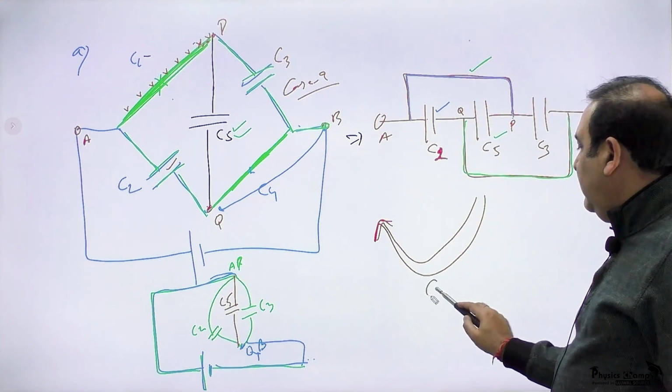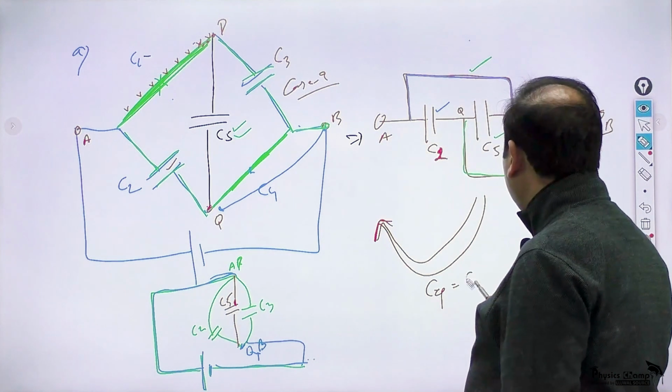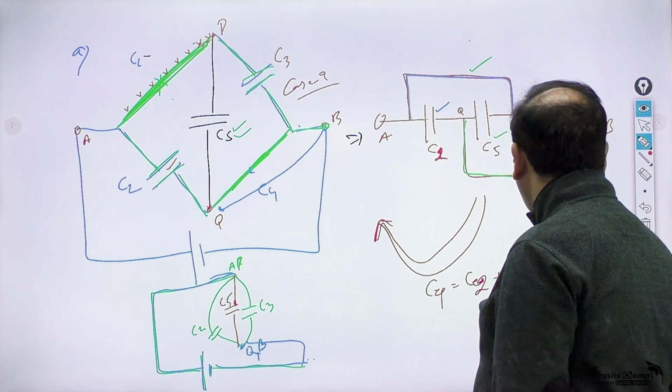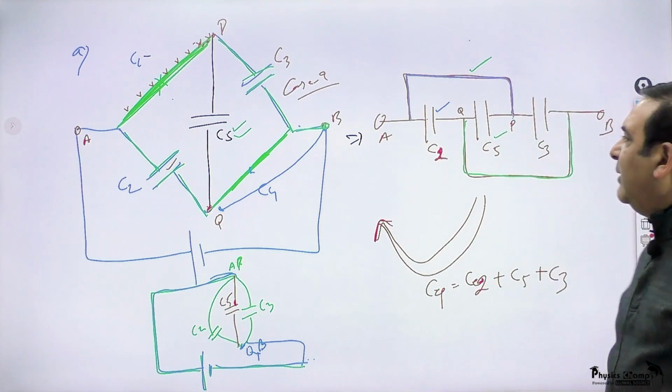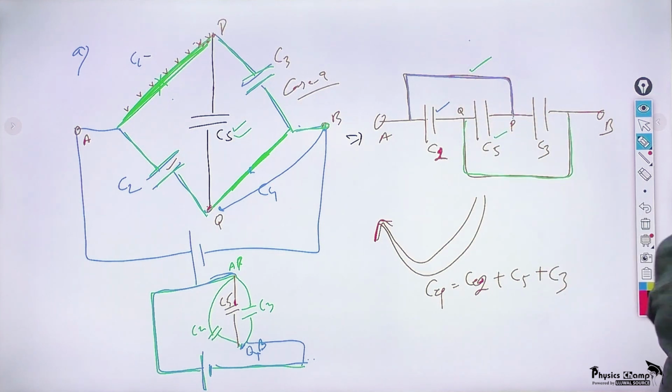It means they are in parallel: C2, C5 and C3. So C equivalent will be C2 plus C5 plus C3. This is a special case which appears as a Wheatstone bridge but is not a Wheatstone bridge. They are in parallel.